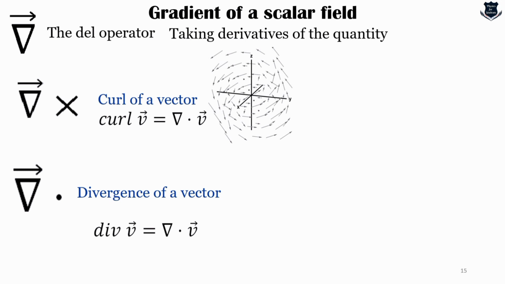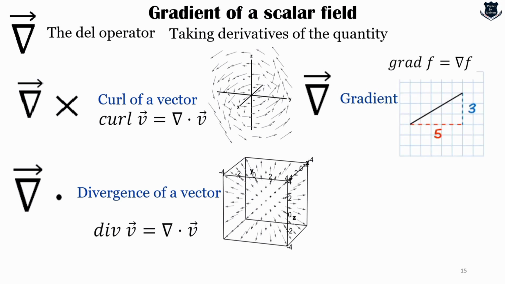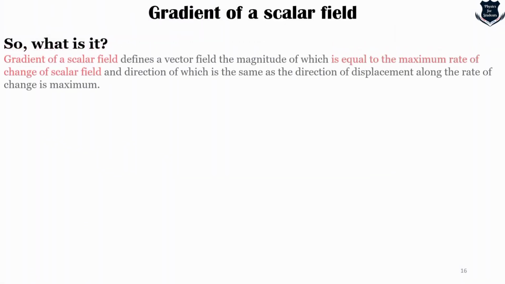We can calculate the divergence of a vector using a dot product. This is the divergence. We can even calculate the gradient, which we are right now going to do, and we can also calculate what is called the Laplacian, which we will also see. So the nabla symbol is basically what we call the differential operator.